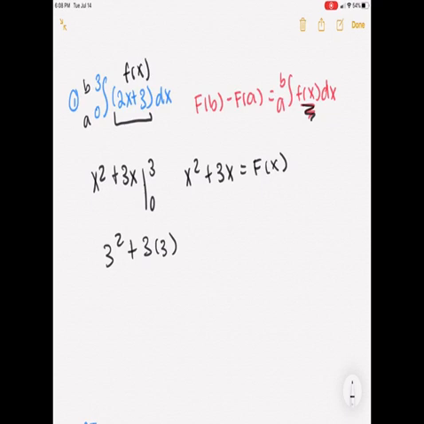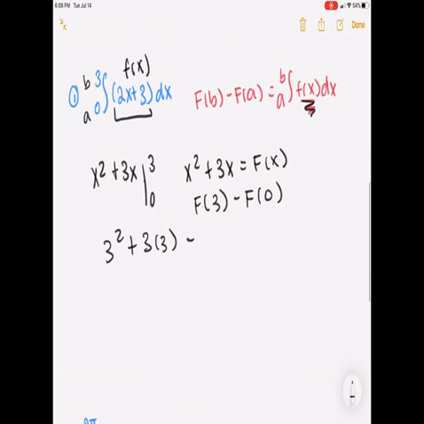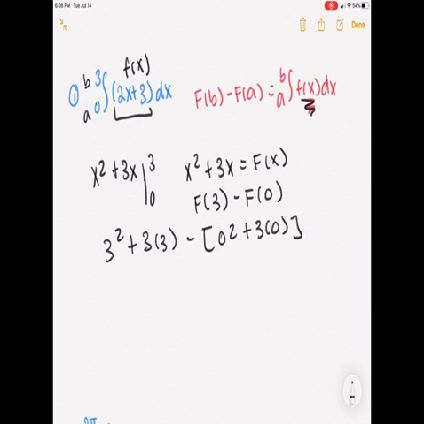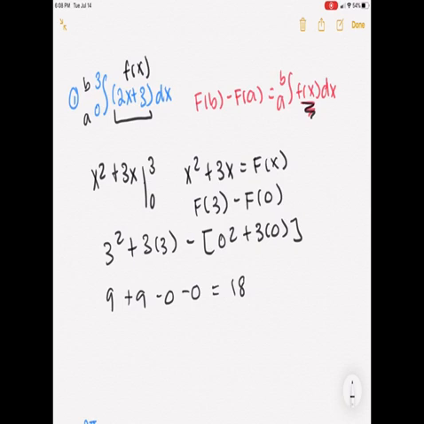because that's our capital F of b, or essentially capital F of 3, minus capital F of 0, which would be, capital F of 0 would be 0 squared plus 3 times 0, because we're just replacing every x with our closed interval. So now we're going to simplify, and we get 9 plus 9 minus 0 minus 0. So our answer is 18. So the integral of 2x plus 3 dx from 0 to 3 is 18.